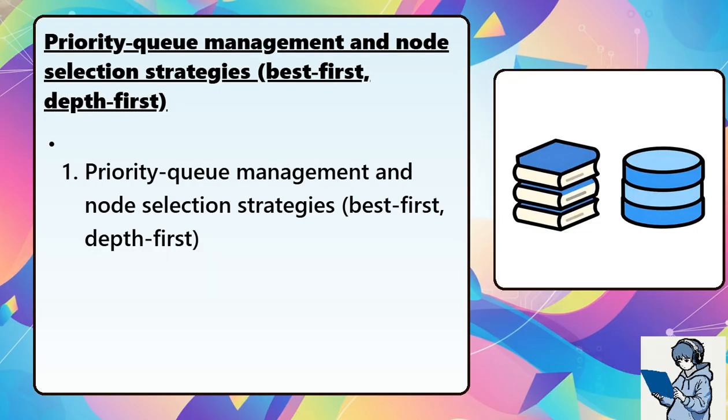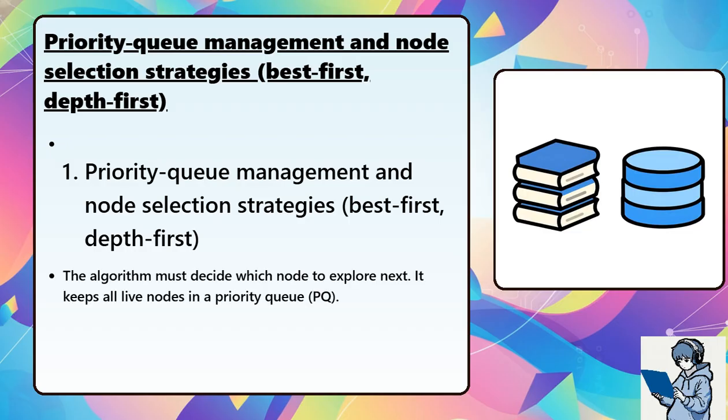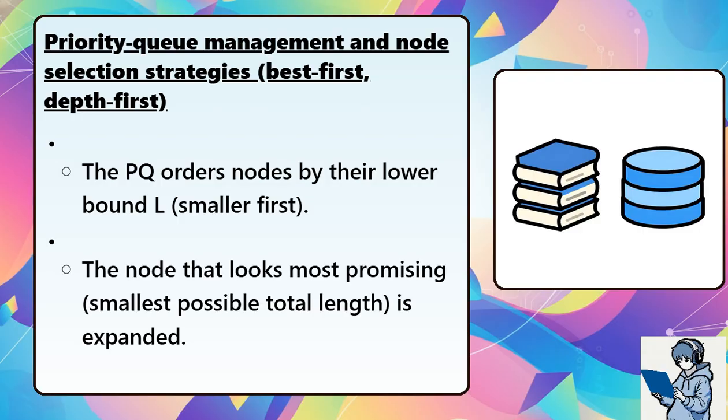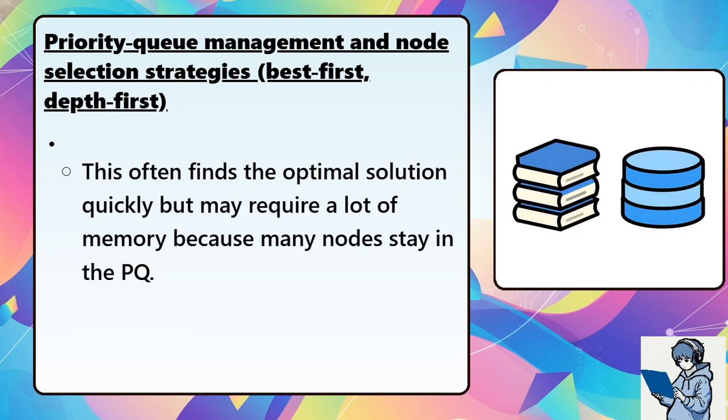6. Priority queue management and node selection strategies. Best first, depth first. The algorithm must decide which node to explore next. It keeps all live nodes in a priority queue PQ. 6.1 Best first, A star-like. The PQ orders nodes by their lower bound L, smaller first. The node that looks most promising, smallest possible total length, is expanded. This often finds the optimal solution quickly, but may require a lot of memory because many nodes stay in the PQ.